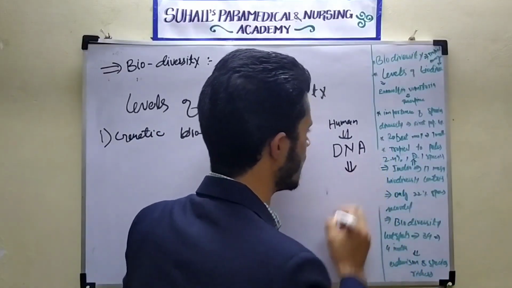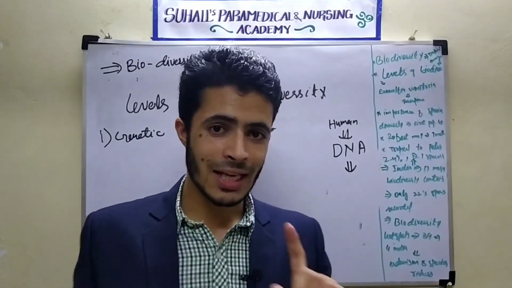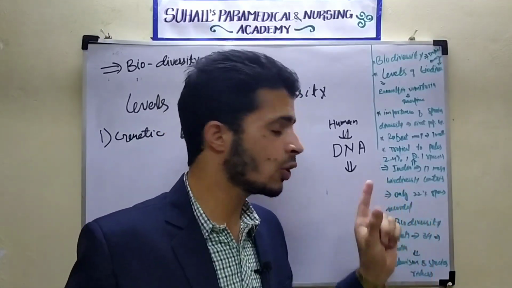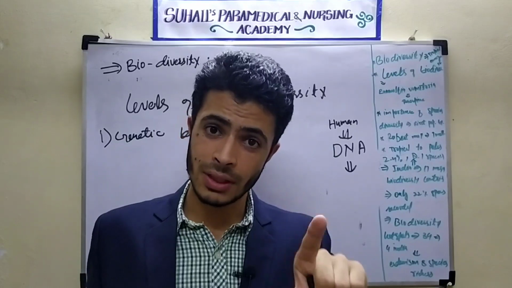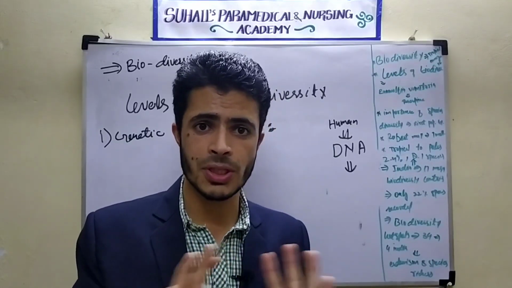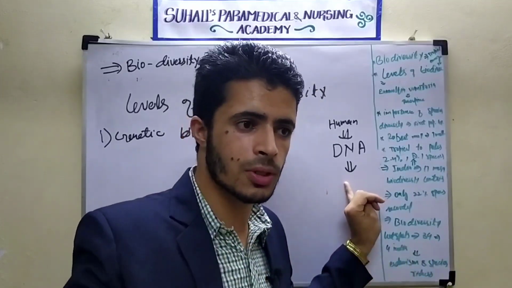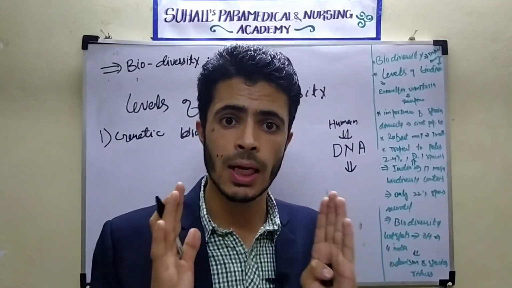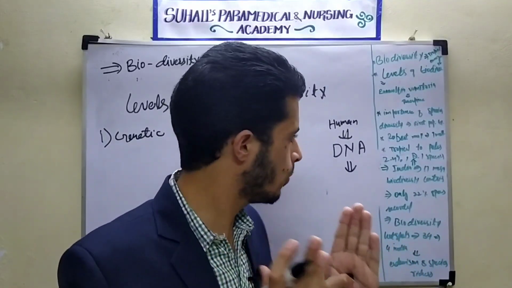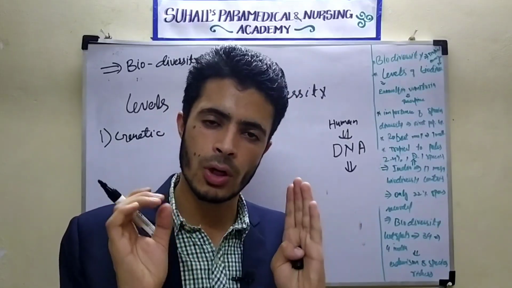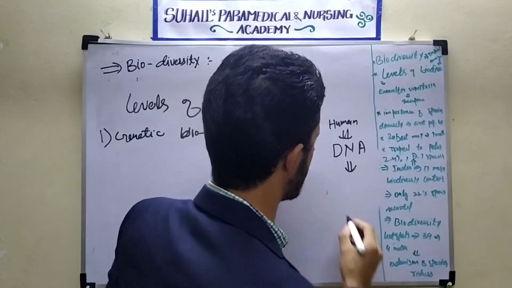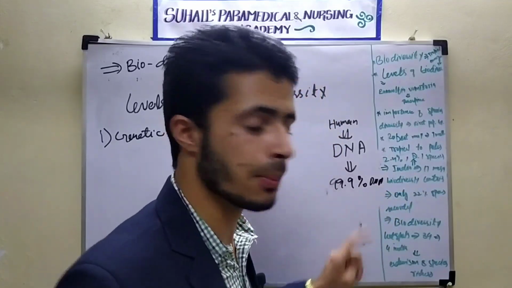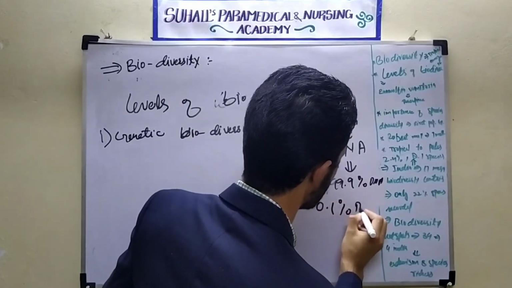If you analyze DNA, see what you will find. Except for monozygotic twins, if you analyze the DNA of different individuals within the same species, all humans come in the same species. If we take two individuals, even if they are relatives, or may not be, 99.9% of the DNA is the same, and 0.1% of the DNA is variable.